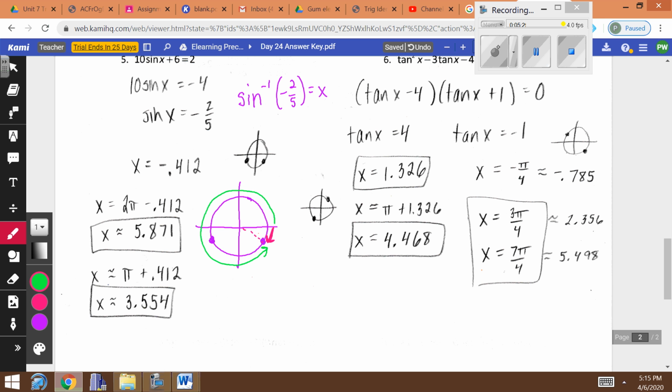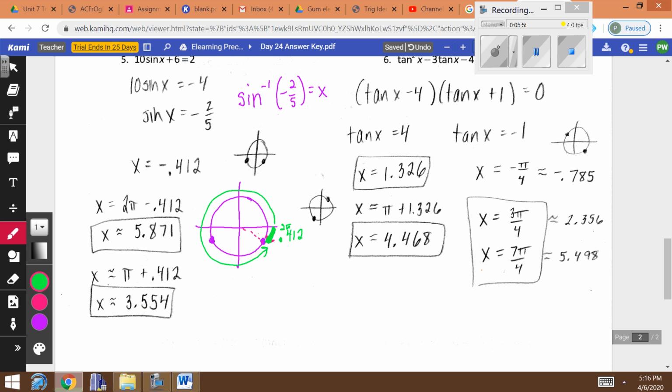Or I sometimes like to think, instead of thinking of it in terms of a direction, the negative just tells us it goes in that direction, but really that distance right here is 0.412. That means that's our reference angle. Remember, reference angle is the distance to the x-axis. So I took 2 pi, because 2 pi is all the way around right here, and subtracted that 0.412 to get that angle there.